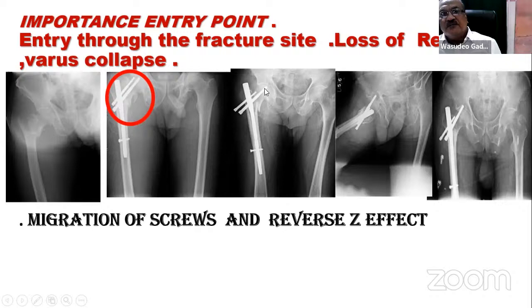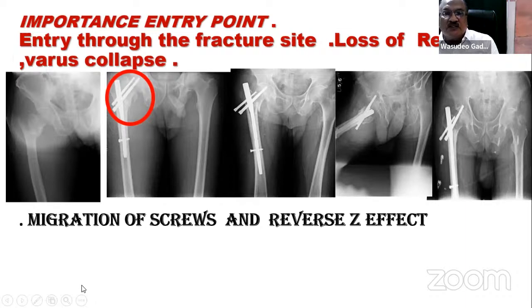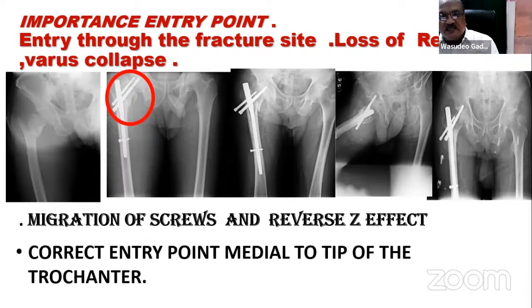ultimately what has happened? The same thing has happened. There is a migration, reverse migration. It is like a reverse jet effect, and you will find everything has gone out. So these are the things that happen. Though it looks like a valgus reduction, there is a separation of the cervicobasal fragment and lateral fragment, and ultimately the reverse jet effect has happened. It's only because of the unstable construct and probably associated with osteoporosis.